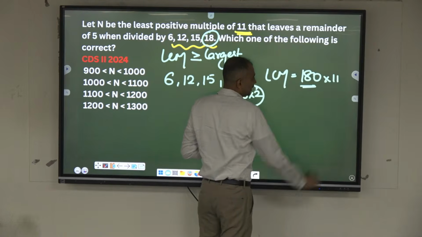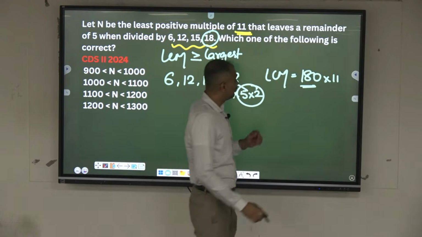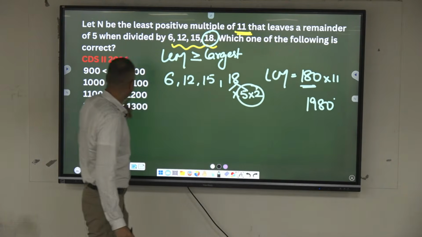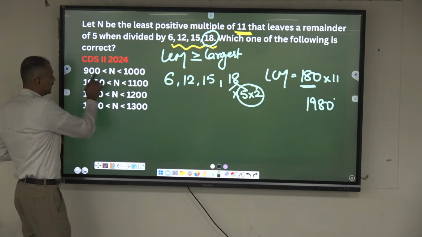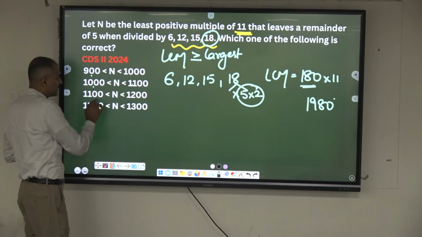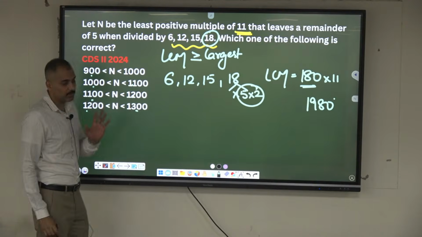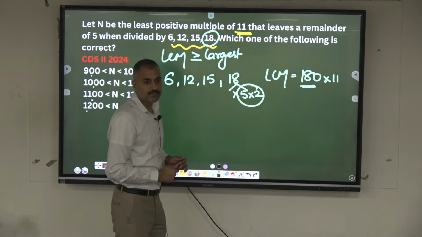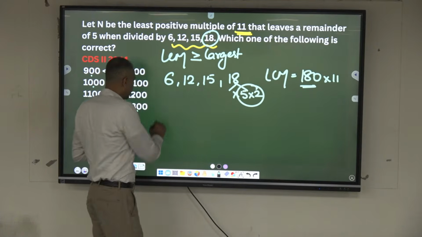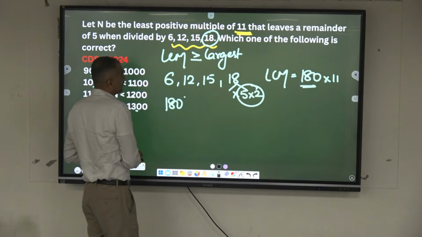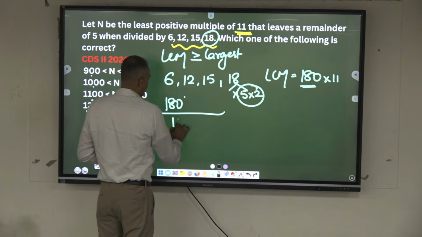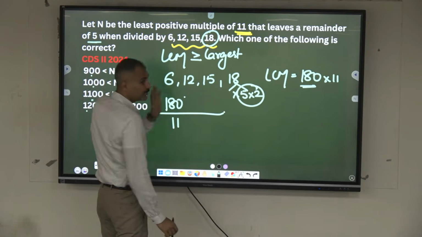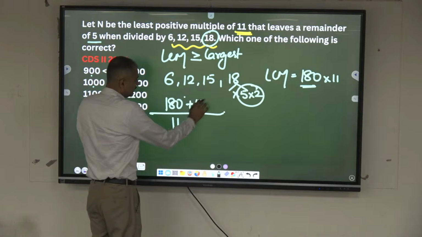But if I take 180 and multiply it by 11, that will be how many? 1980. Is the option 1980 there? No, this is between 900 and 1000, between 1000 and 1100, 200 to 300. So this is not an option, meaning this is not the smallest number here. Now look here. 180, when I divide by 11, is it divisible? No, but he says the remainder has to be what? 5.